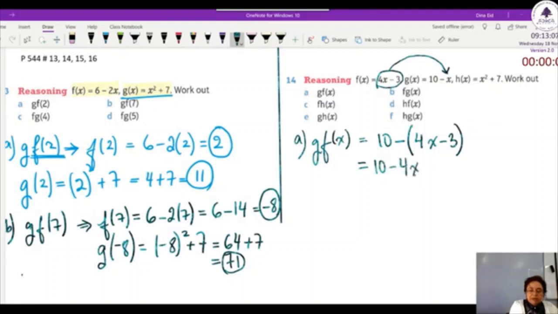You cannot evaluate here because you don't have a number, so you will not get a number in the end. You are going to get an expression. So here you're going to have 13 minus 4x.